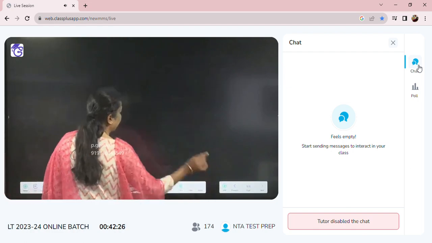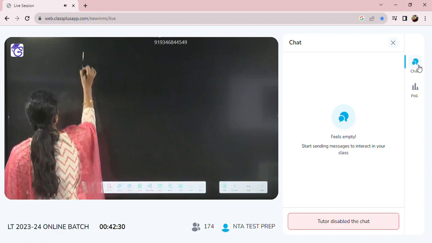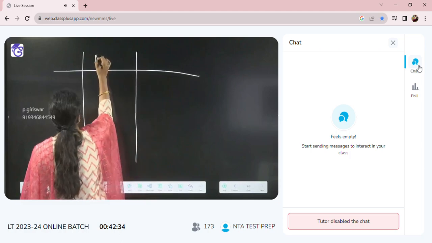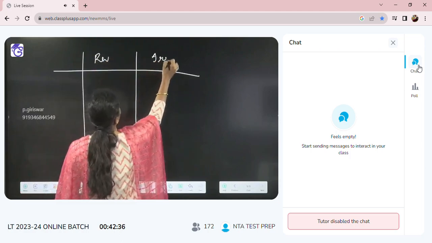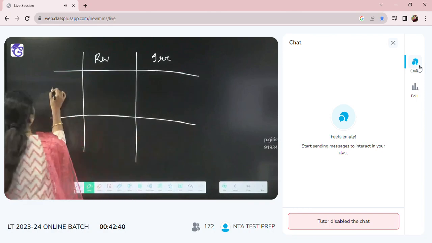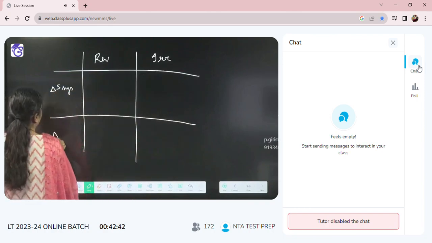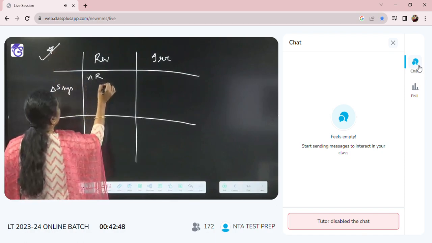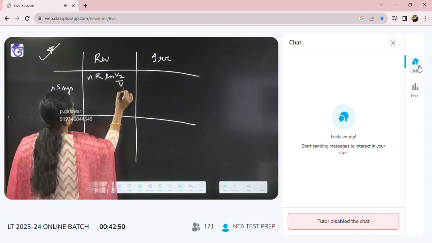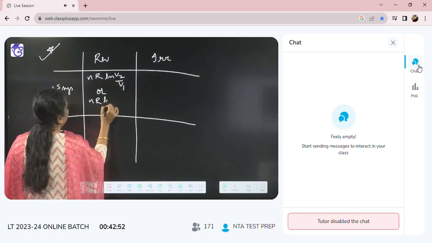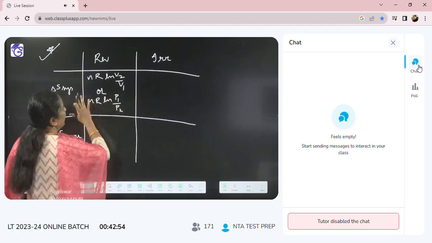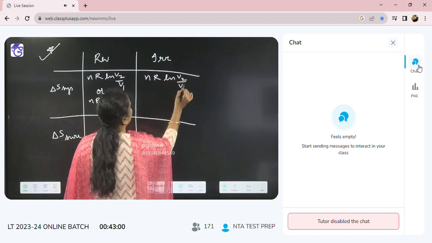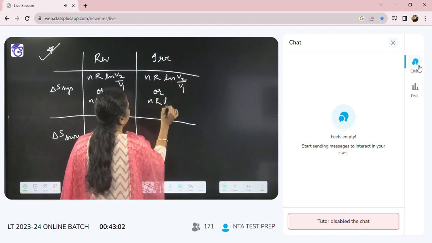So I am simply making a table now, where we are going to write down reversible and irreversible, and then delta S system and delta S surrounding. This table is the only thing that is going to be important. For reversible, delta S system is nR ln V2 by V1 or else nR ln P1 by P2. Delta S system does not change for the irreversible process, so I'll be writing nR ln V2 by V1 or else nR ln P1 by P2. We are simply listing them.